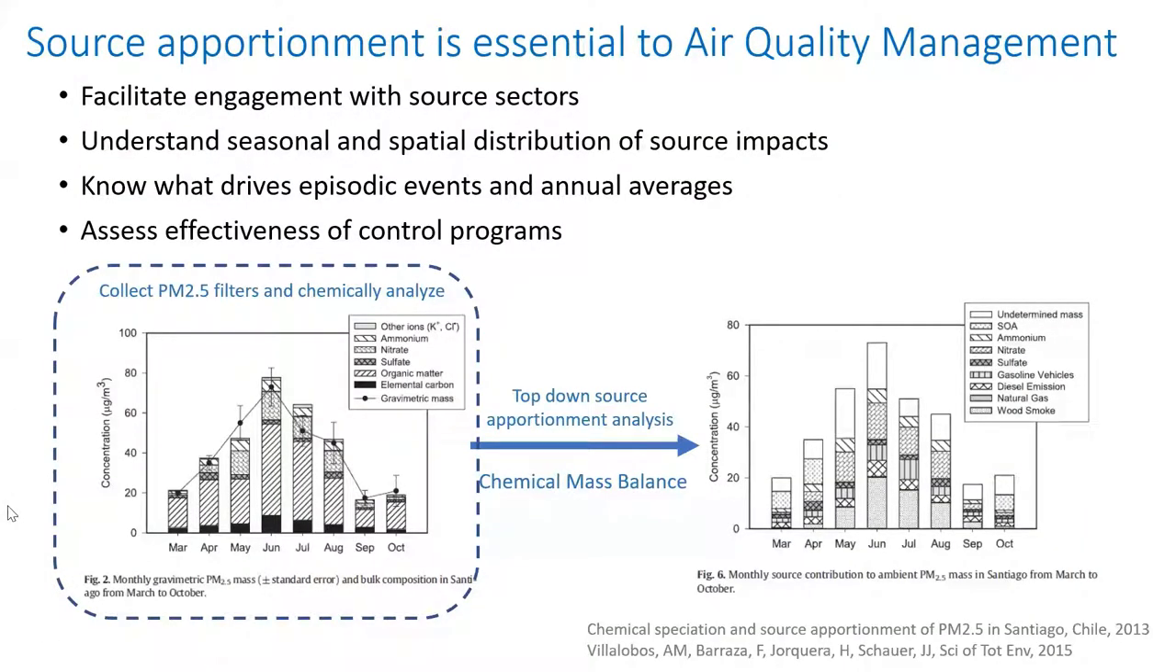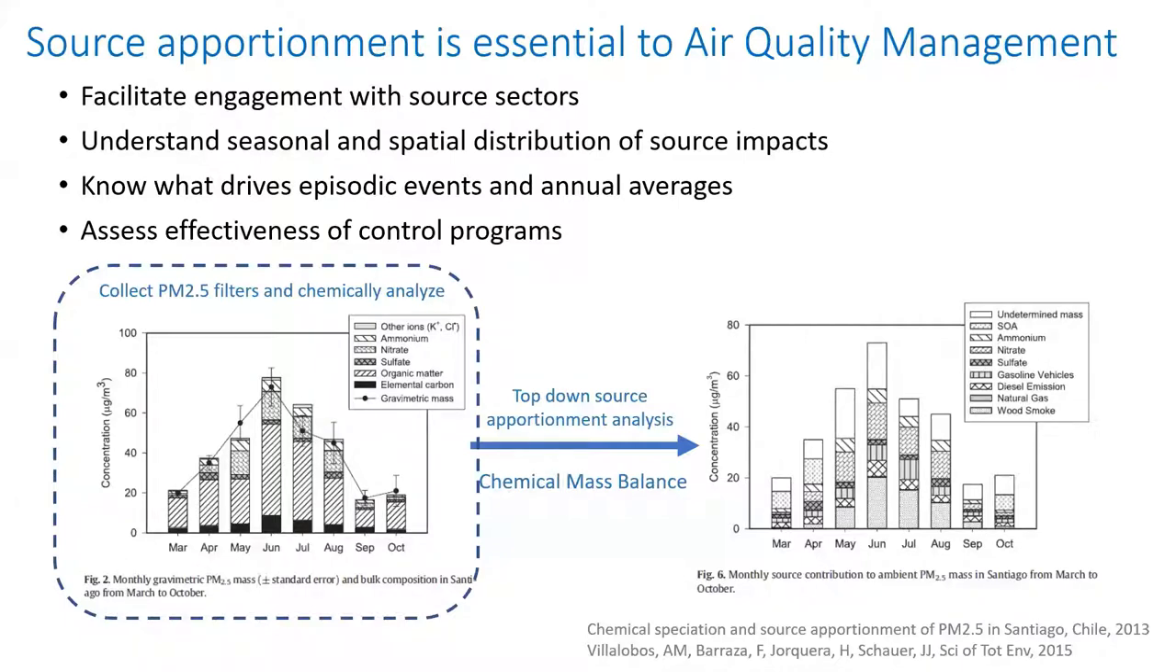So this is back to the whole key that source attribution, or source apportionment, really is essential to air quality management. And it's not simply to figure out that, you know, diesel traffic is causing the PM2.5. It's to really figure out spatial and temporal distributions of the diesel contributions, because it might be that during the worst episodes, diesels might not be important. It may be something else.